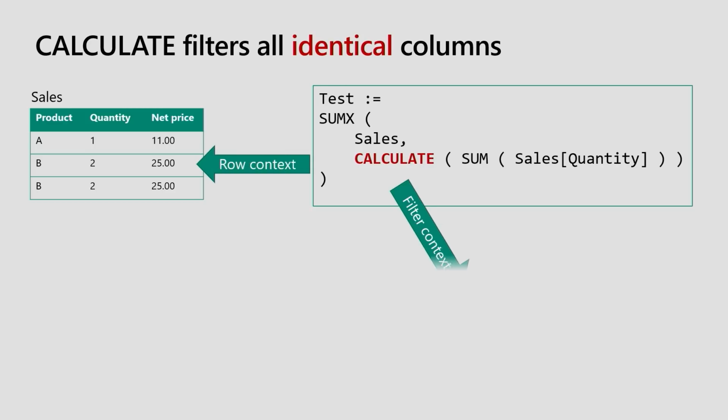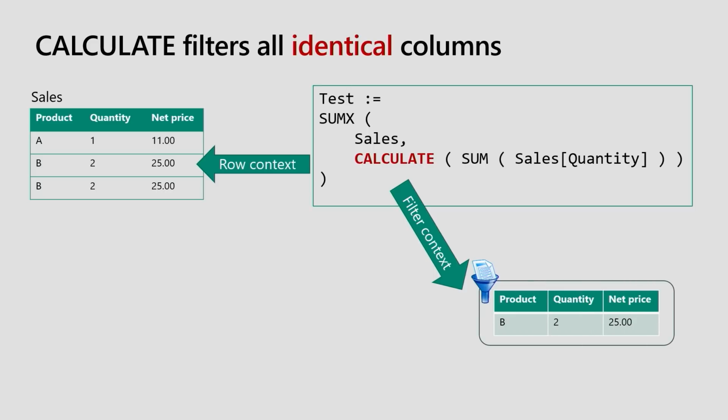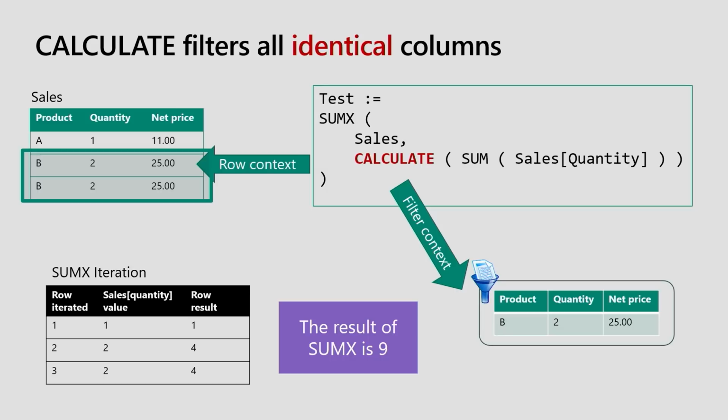The second row generates a filter context that includes 2 rows. But then the iteration over sales continues, and for the third row, it will generate the same filter context, computing the same rows multiple times. So we are inflating the result. This could generate errors.